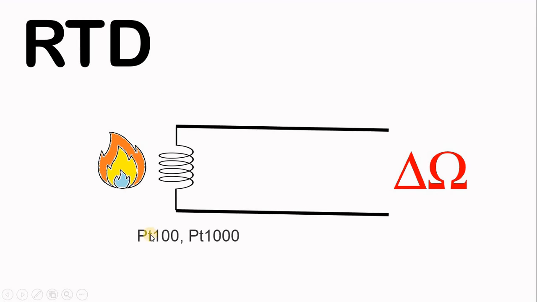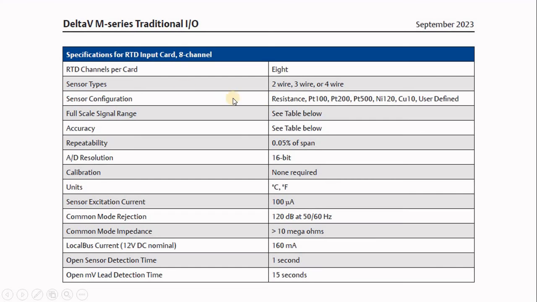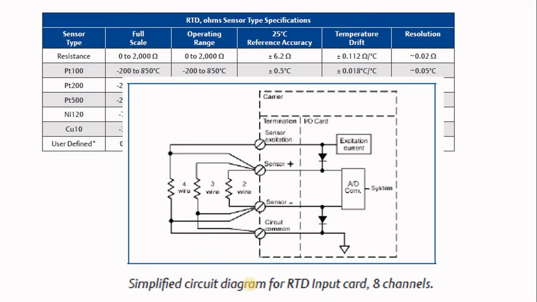An RTD is mainly a small wire of platinum, and the resistance of the wire depends on the temperature. Here you can see this card supports 100, 200, 500, or different types of RTDs. Again, we can see here a simplified circuit for 2-wire, 3-wire, and 4-wire RTDs for the same card. So please look at your card specification and see if it accepts 2, 3, and 4-wire RTDs. If you have RTDs in the field, I recommend going with at least 3-wire RTDs.